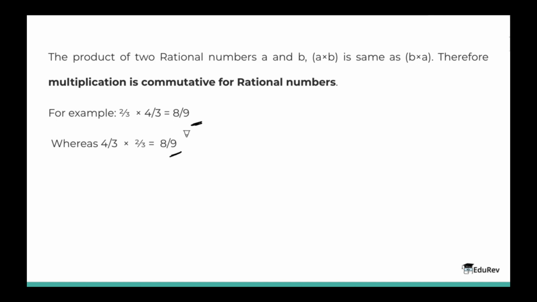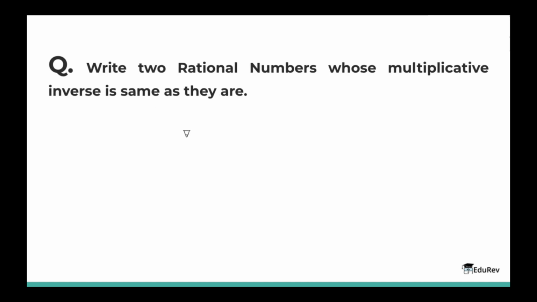Alright. So before moving further, let's solve this question which is displayed on the screen. Here it's given that we need to write two rational numbers whose multiplicative inverse is the same as they are. Now, what is going to be the reciprocal of 1? Reciprocal of 1 is going to be 1, correct? And what is going to be the reciprocal of negative 1? The reciprocal of negative 1 is going to be negative 1, right? Hence, the required rational numbers are what?